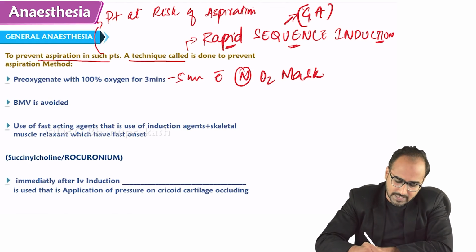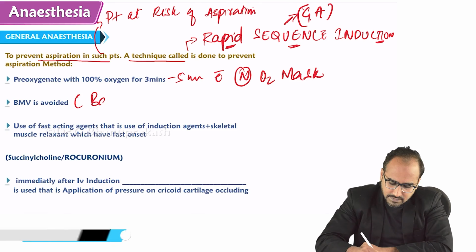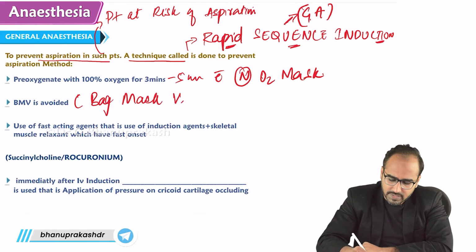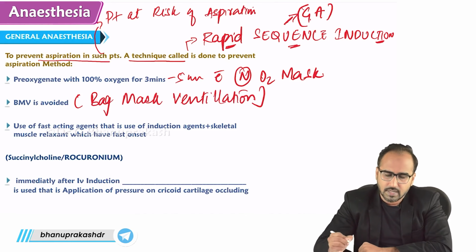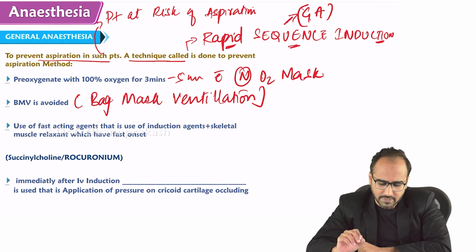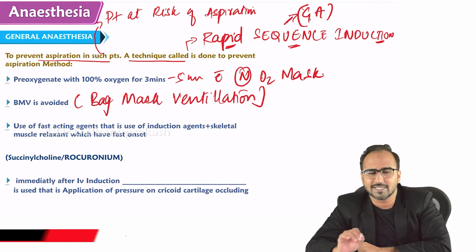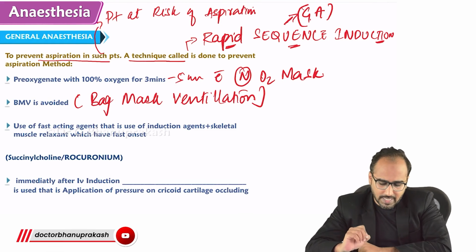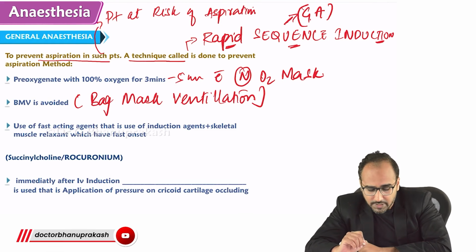What is BMV, guys? BMV is bag mask ventilation. Bag mask ventilation is always avoided. Right? Next, apart from that, what else we need to remember?